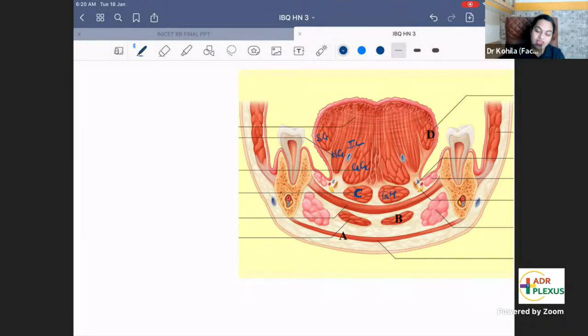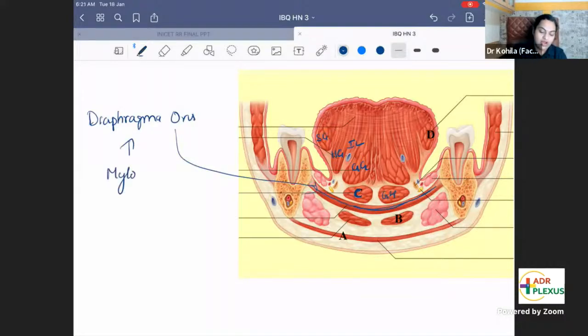geniohyoid. Okay. Mylohyoid is also called diaphragma oris, right? So that is what you see here. This entire thing is mylohyoid or the diaphragma oris. Can you appreciate the submandibular gland, the superficial part and the deep part here? Okay. So what will be B? Anterior belly of digastric. What is A? Platysma.